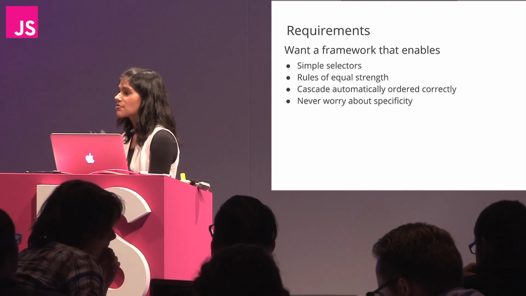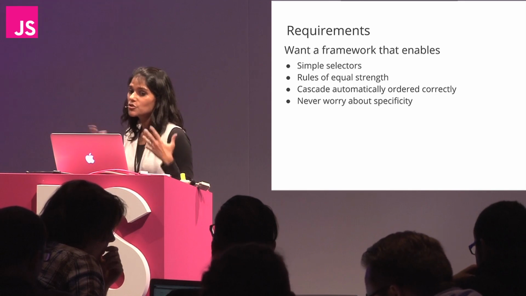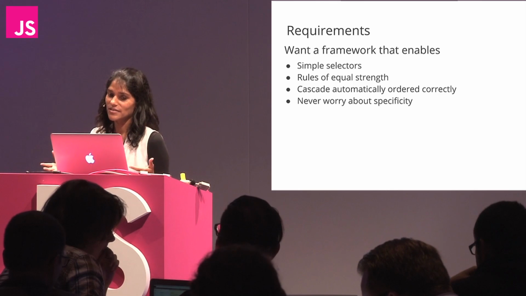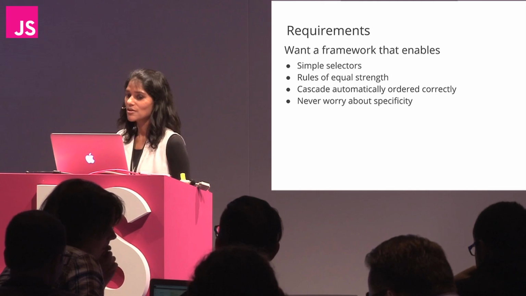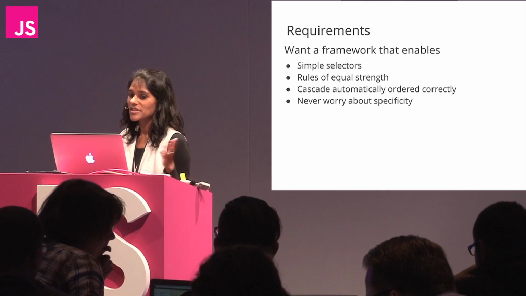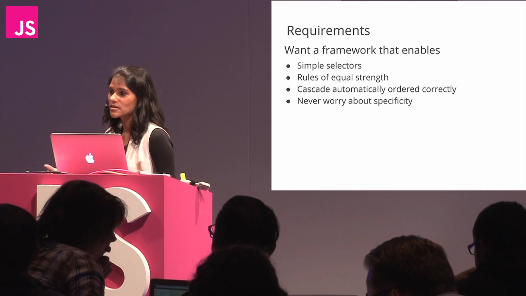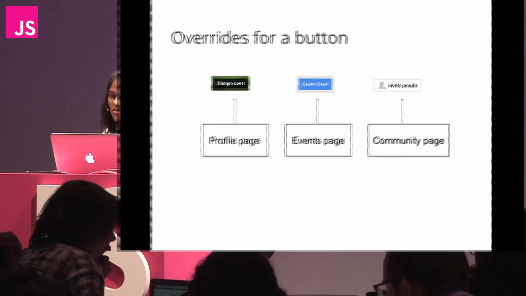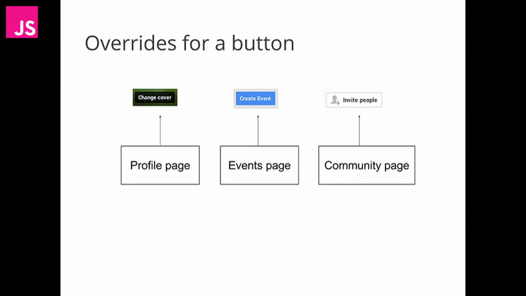So really, what we want is a framework that allows us to develop using these guidelines. It should enable simple selectors. It should enable rules of equal strength. And ideally, the framework itself should order the cascade correctly, so we, the developers, don't have to worry about specificity. So let's consider the concrete example of overrides for a button. Let's say we have a button. It has some shared styles. And we have different pages on our site that want to style this slightly differently. For the sake of this example, let's say each of these pages wants a different color.